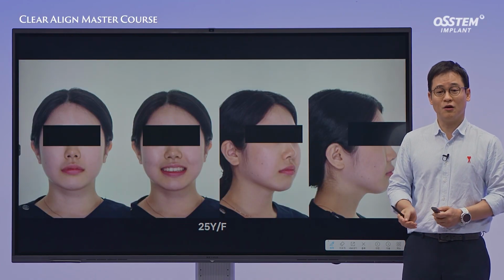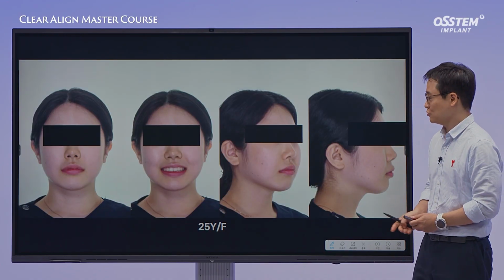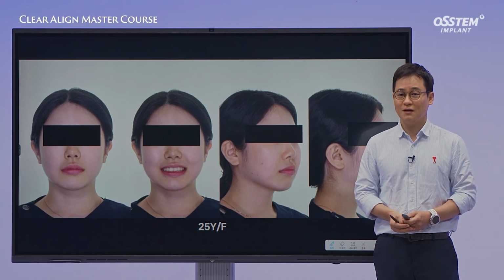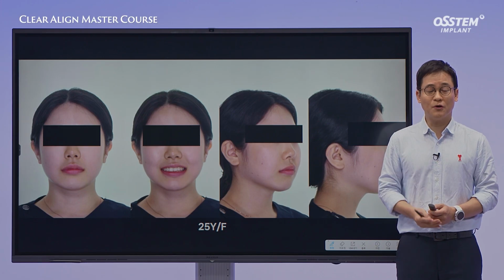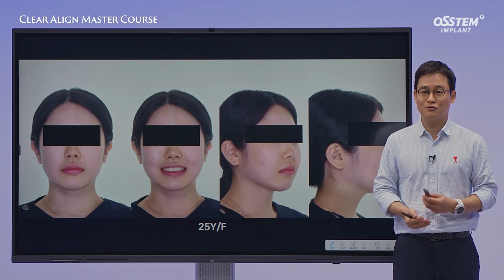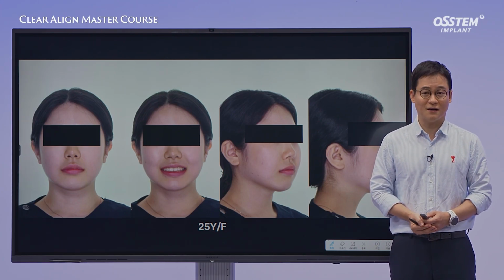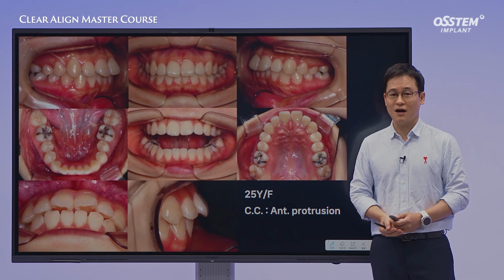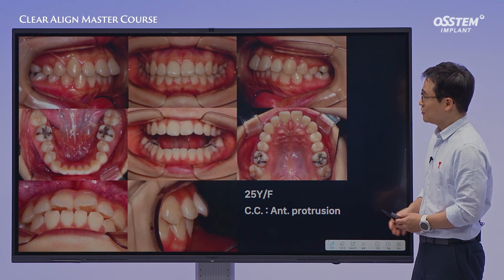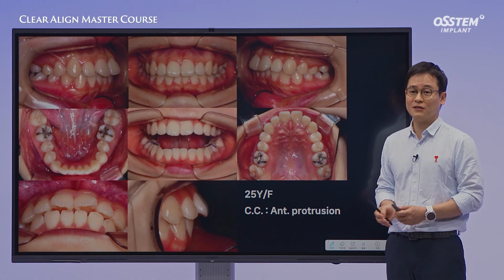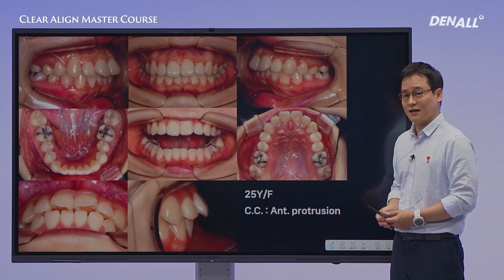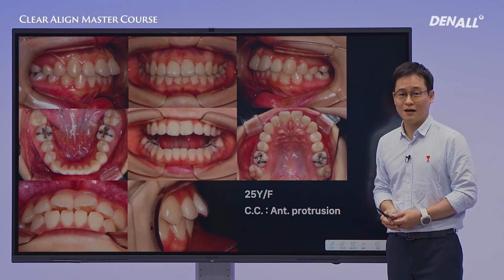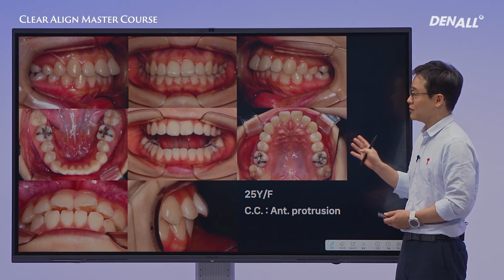This is a 25-year-old female patient who presented with the chief complaint of protrusion. However, instead of saying she wanted her lips to be significantly retracted, she wanted to resolve her protruded teeth. She expressed a strong preference to avoid extractions if possible. If you look at the intraoral photographs, you can easily see that both the upper and lower anterior teeth are protrusive. In particular, the upper teeth are more prominent.